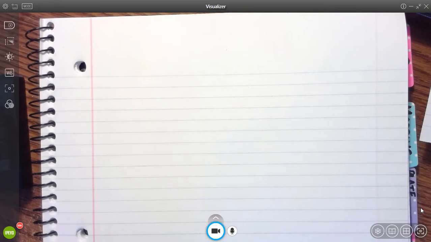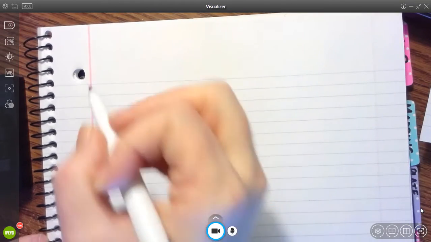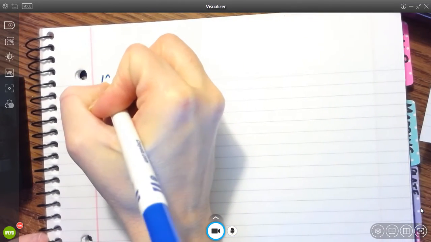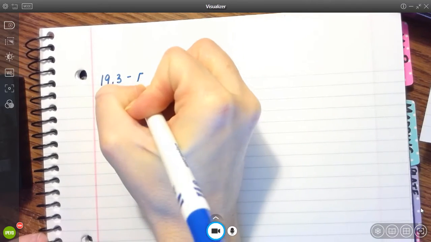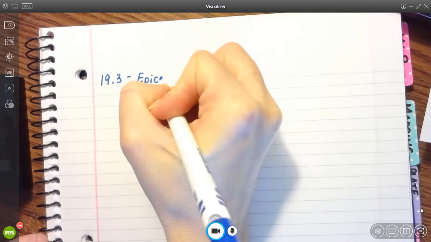Good morning. Today we need to finish up with section 19.3 and take some notes on how you locate the epicenter of an earthquake. So I've got my notebook here, and that is what I'm going to put at the top of the page. 19.3 Epicenter Location.